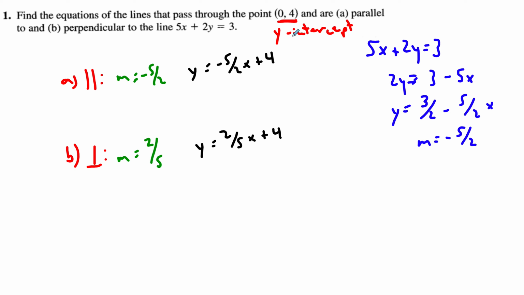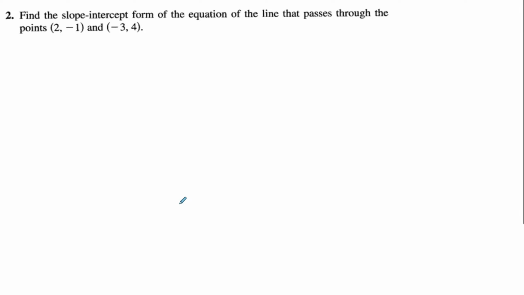So if they didn't give you the y-intercept, point-slope form would be easier. But remember, x goes with x, y goes with y, so it would be y minus 4 equals negative 5/2 times x minus 0, and y minus 4 equals 2/5 for perpendicular, times x minus 0. And you're done. Number 2, find the slope-intercept form of the equation of the line that passes through these points.